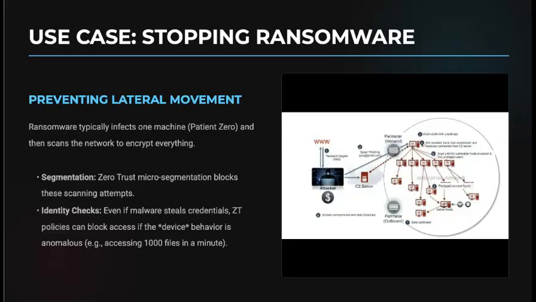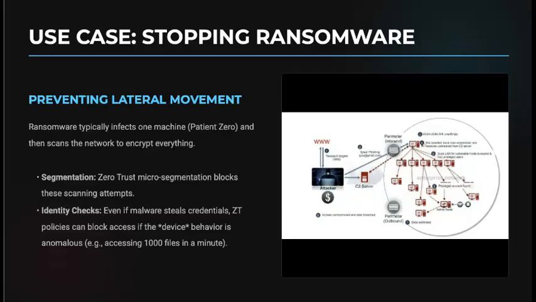Another critical case is defending against the epidemic of ransomware. Ransomware's primary strategy after initial infection is to move laterally across the network and find and encrypt valuable data. Zero Trust directly disrupts this stage. First, by implementing microsegmentation, the initial breach victim is isolated. The ransomware cannot scan for other devices.